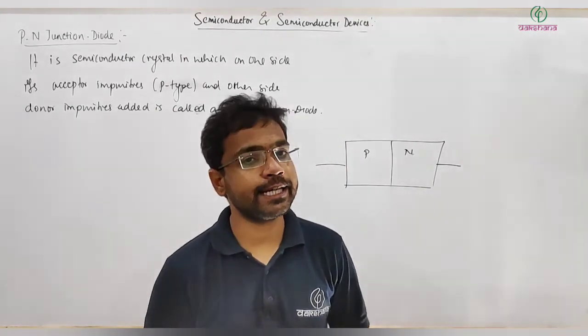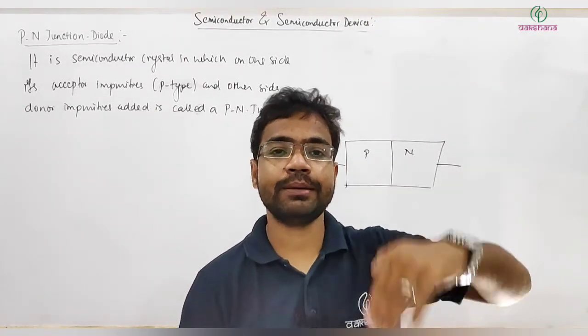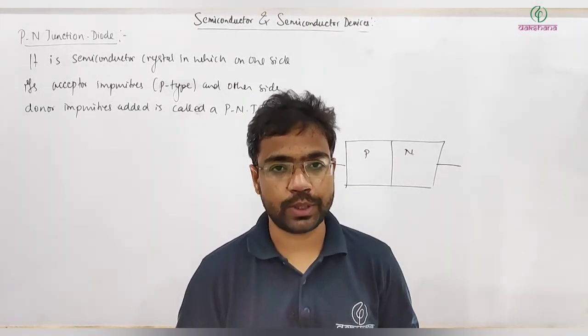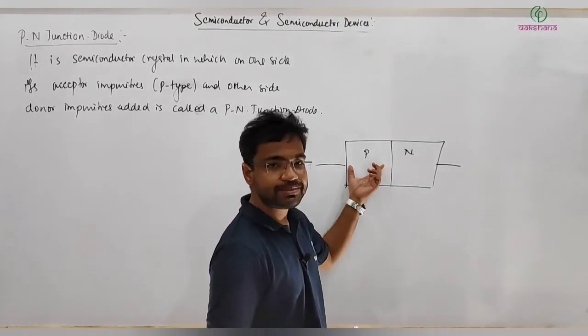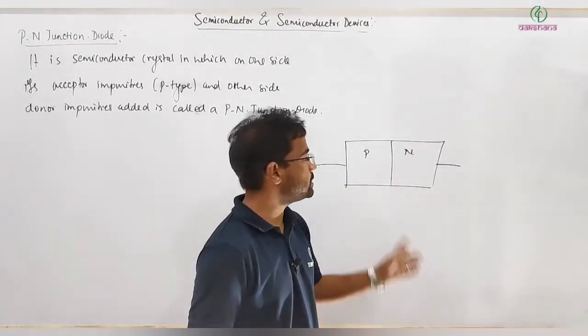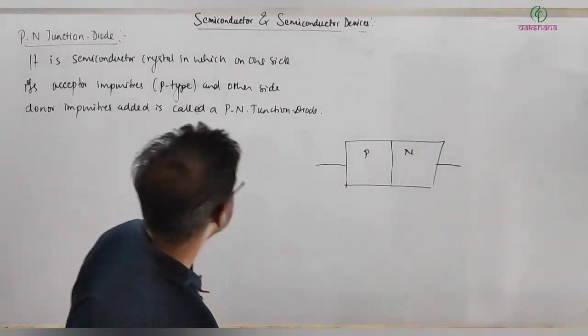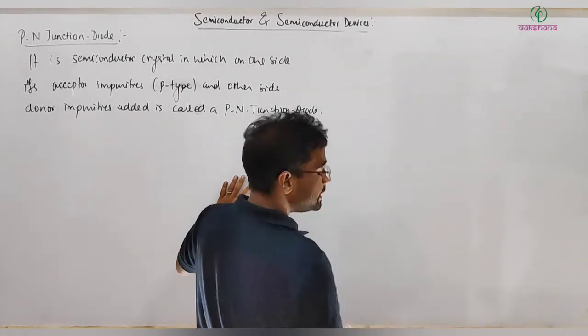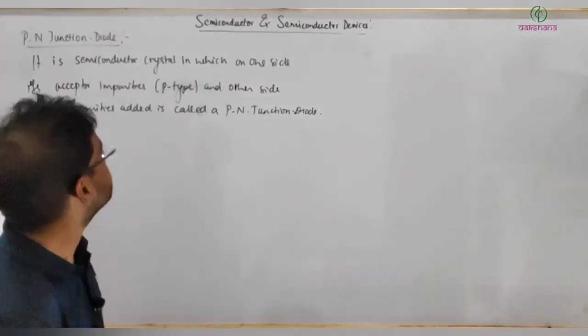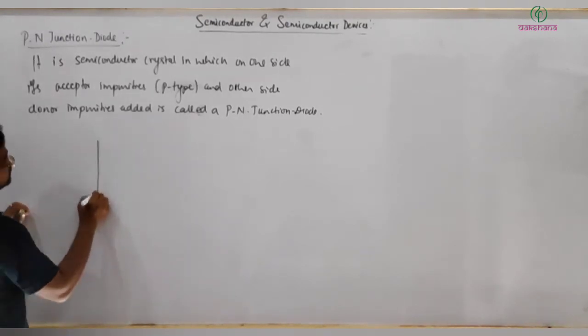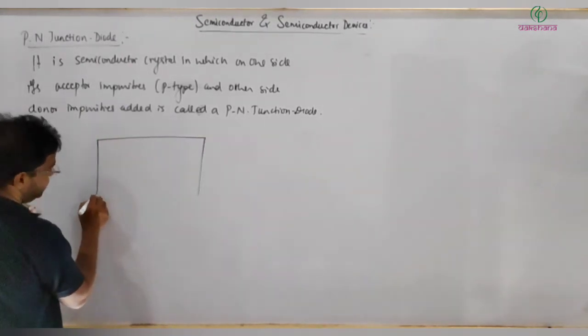It is a semiconductor crystal. On one side p-type impurities are added, diffused. On another side we are adding n-type impurities. So finally we have one p-type semiconductor crystal and one n-type semiconductor crystal, and this cumulatively forms a PN junction. So a PN junction is a basic semiconductor device where, in a semiconductor crystal, one side has acceptor impurities, meaning p-type, and the other side has donor impurities added, and that is called a PN junction.